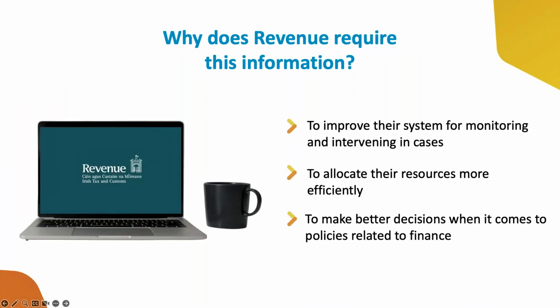Brilliant, thanks Elaine. So you may be wondering why Revenue requires this information to be reported. To put it simply, Revenue is asking for this information because they want to improve their system for monitoring and intervening in cases where employers may not be following the rules. By collecting this data, they can allocate their resources more efficiently, focusing on employers who may not be compliant with tax regulations. This will help them make better decisions when it comes to policies related to finance and provide more transparency and reassurance for employees regarding payments that are not subject to taxes.